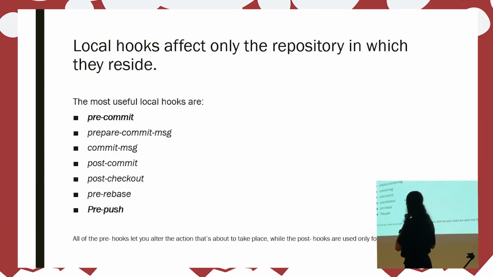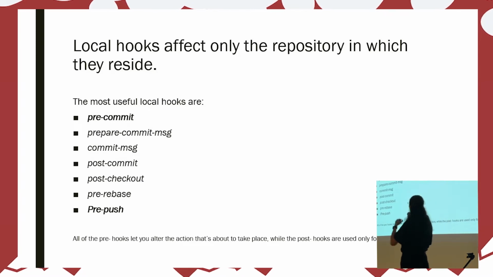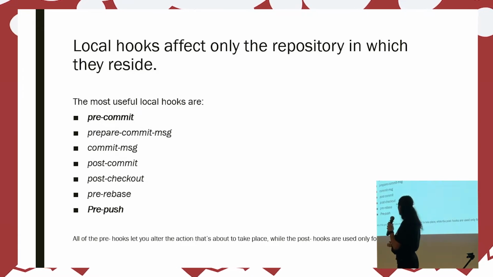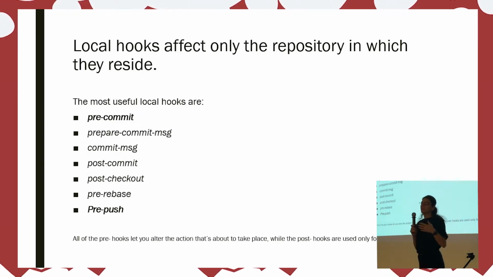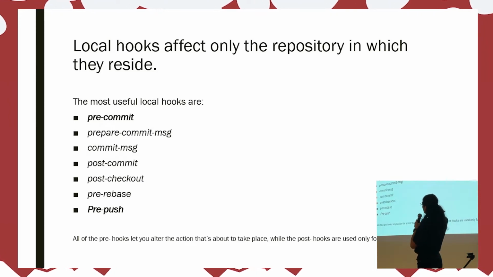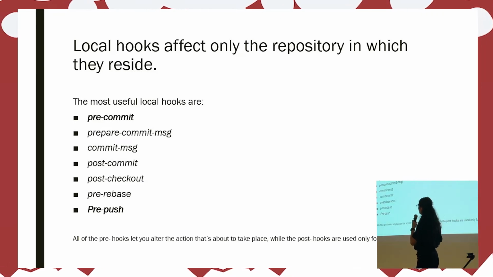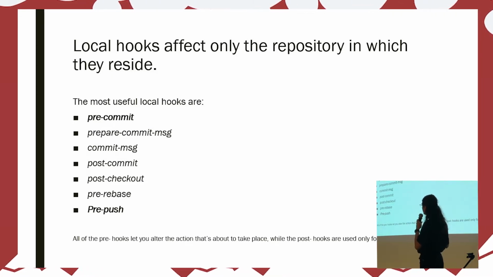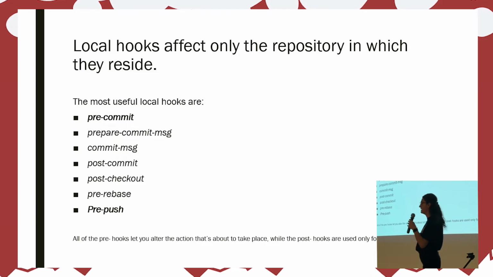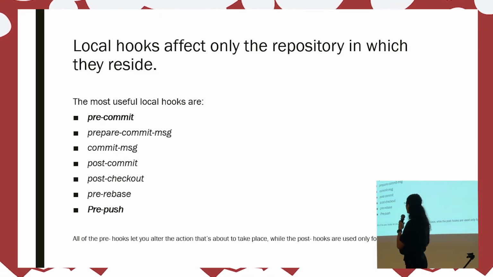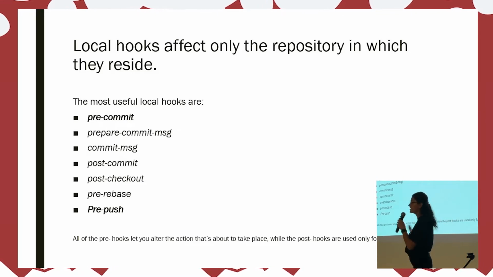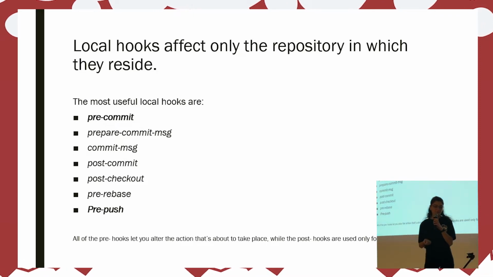Moving on to local hooks, I will go deeper, and I'll first say that they affect only the repository in which they reside. I already mentioned that local hooks are the ones that live on our local machine, and the most useful local hooks are pre-commit, prepare-commit-msg, post-commit, post-checkout, pre-rebase, and pre-push. But among these, we have two that are the most useful: pre-commit and pre-push. The same goes for all the pre and all the post hooks when talking about local hooks.